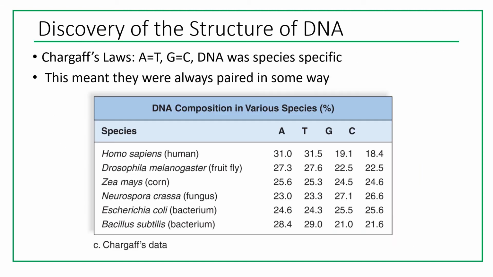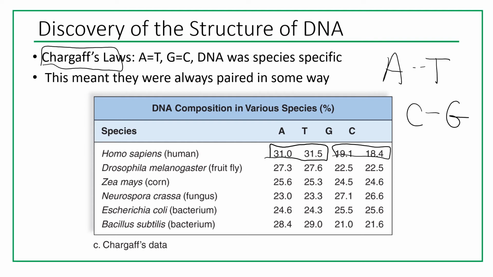To answer this question, scientists needed the work of Chargaff first. Chargaff's law pretty much told us that in DNA we have 4 different nucleotides, right? A, T, C, and G. And Chargaff's law says that the amount of A and T is almost the same, and the amount of G and C is the same. That means that they are paired in some way. That means that A is somehow paired with T and C is paired with G.